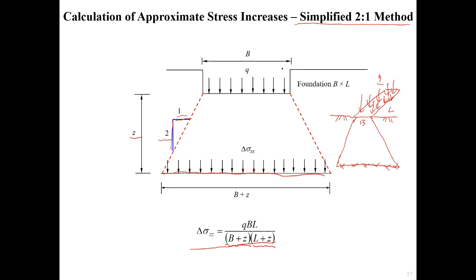And the Q again, so the force equals Q times area, that's Q times B times L. And the force divided by area gives us the pressure or sigma. So that's the definition. Now, because we are required to calculate the stress increase at this point, we need to use the corresponding area. So this area will be B plus Z times L plus Z. So it will be Q B L divided by B plus Z times L plus Z.